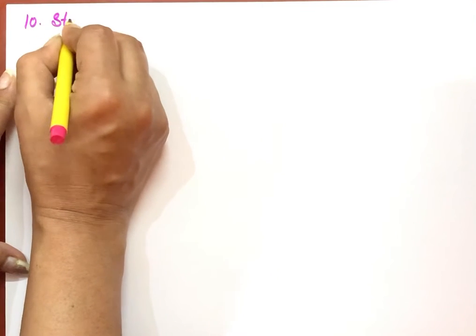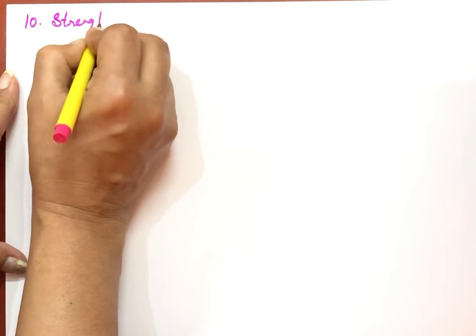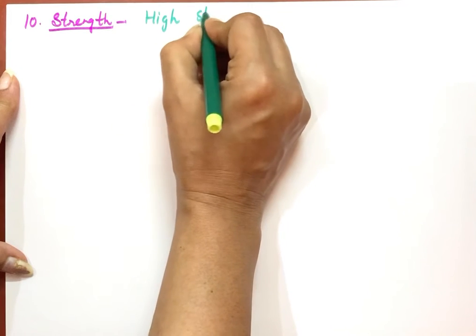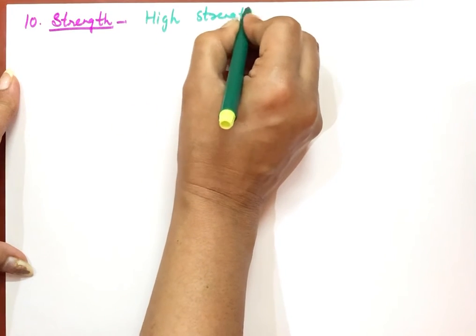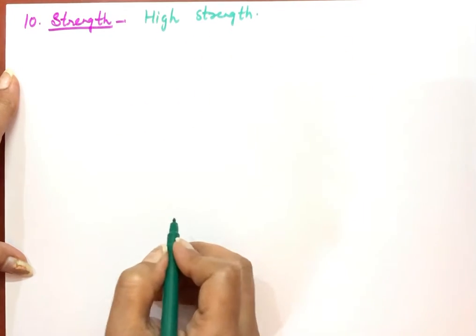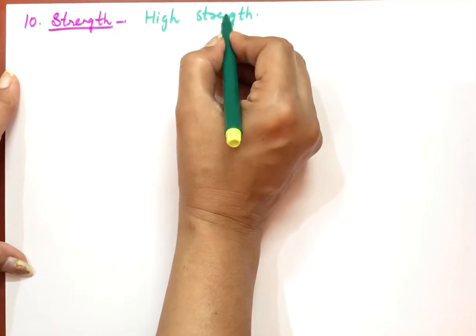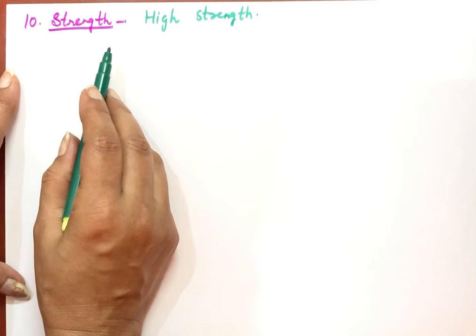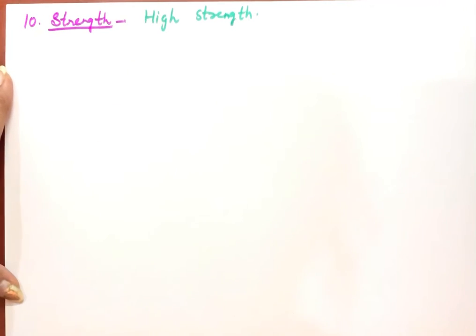Next property after sonority is strength. Metals are very hard, and because of the hardness of metals, the strength of metals is very high. So metals have high strength, and this is the reason why we use metals to hold large weights. We can store liquids in these containers. Large weights can be stored in metal containers because the strength of metals is very high.